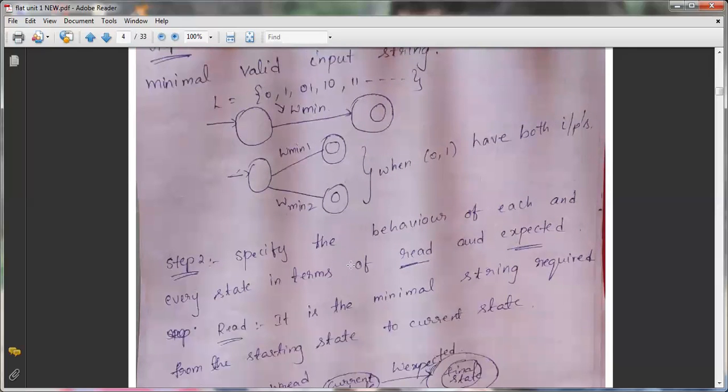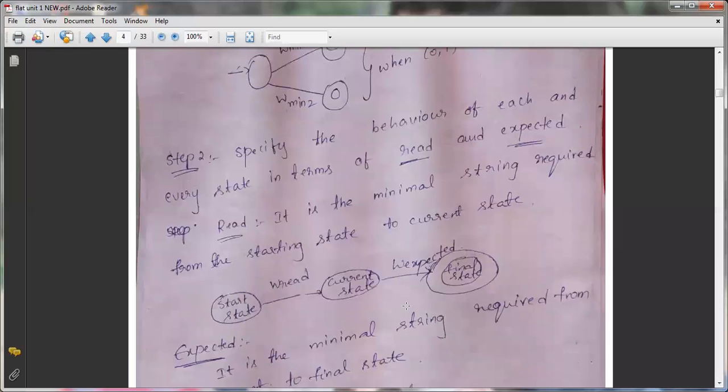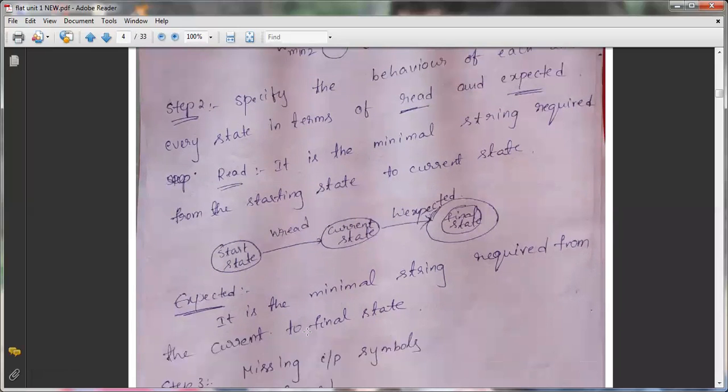And coming to step 2, we have to specify the behavior of each and every state. The behavior of each and every state you have to specify in terms of the read and expected values. What is the read value here? It is the minimum string required from the starting state to the current state, that is W read. The minimum string required from the current state to the final state is nothing but the expected. Read and expected values we have to calculate.